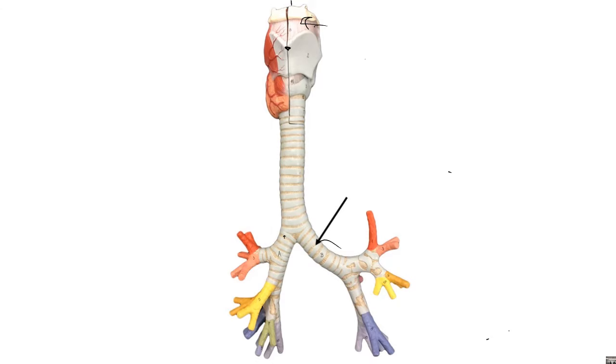This one right down here at the bottom is the cricothyroid ligament. Okay, cricothyroid, because it's between the cricoid and the thyroid.